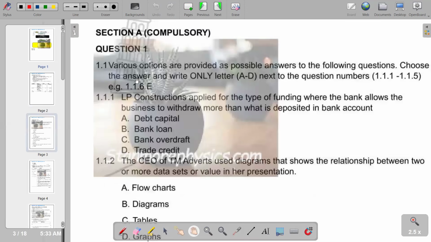So on the first part, which is section A, the first question reads, LP constructions are applied for the type of funding where the bank allows the business to withdraw more than what is deposited in the bank account. So obviously, when we withdraw more than what is deposited in the bank account, we are going to leave your account balance as a negative balance, whereby it represents a bank overdraft, as indicated on C.